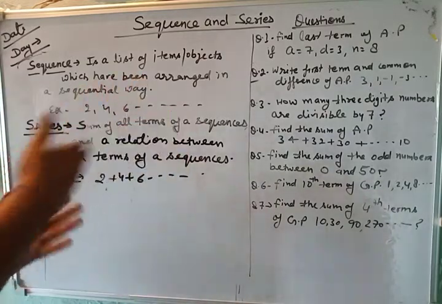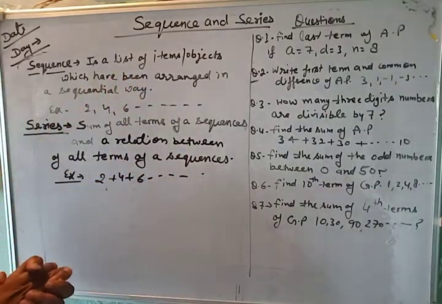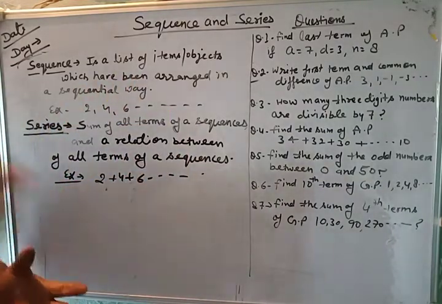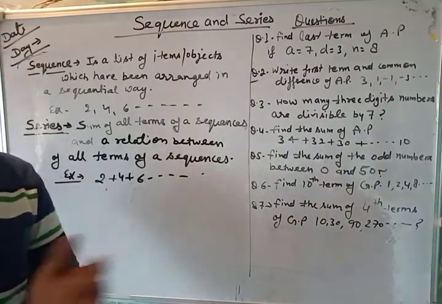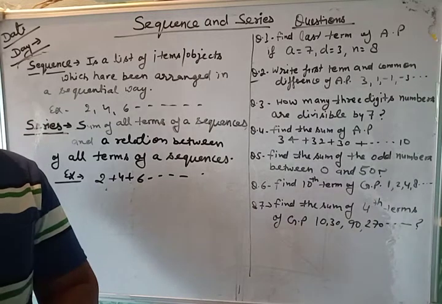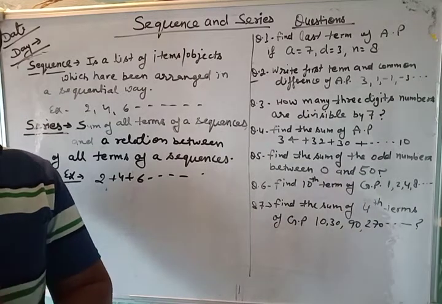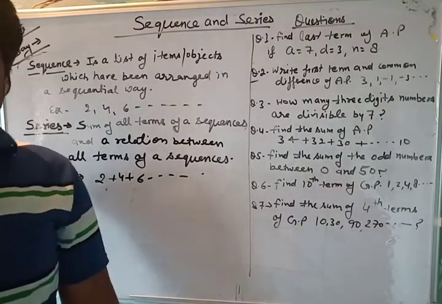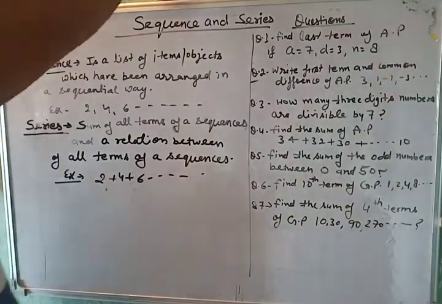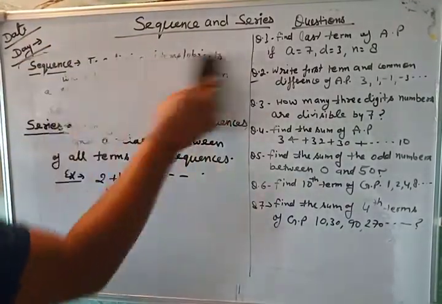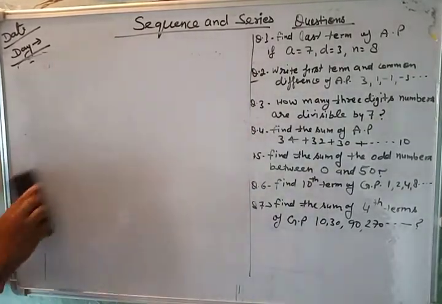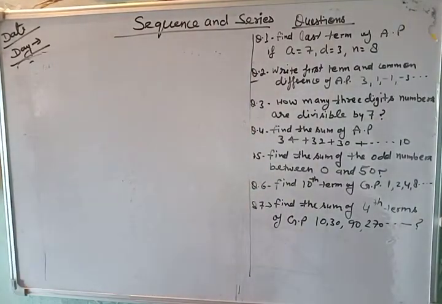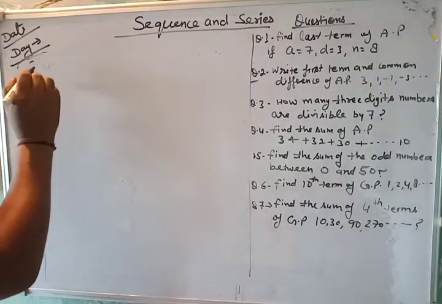We will write down the example here. Today we are discussing the types of sequence and series. Firstly, we will discuss arithmetic progression. So you have to write it down. Now we are discussing arithmetic progression.